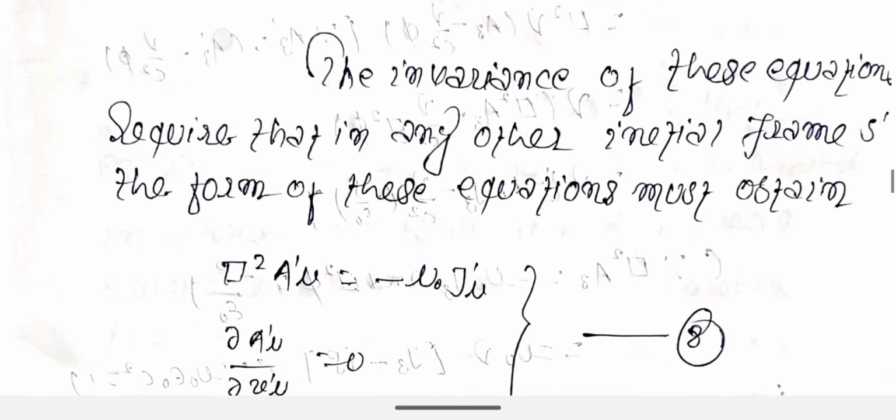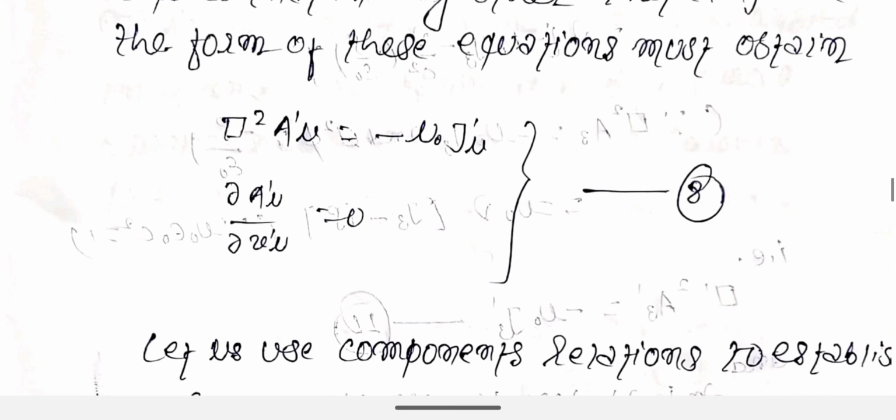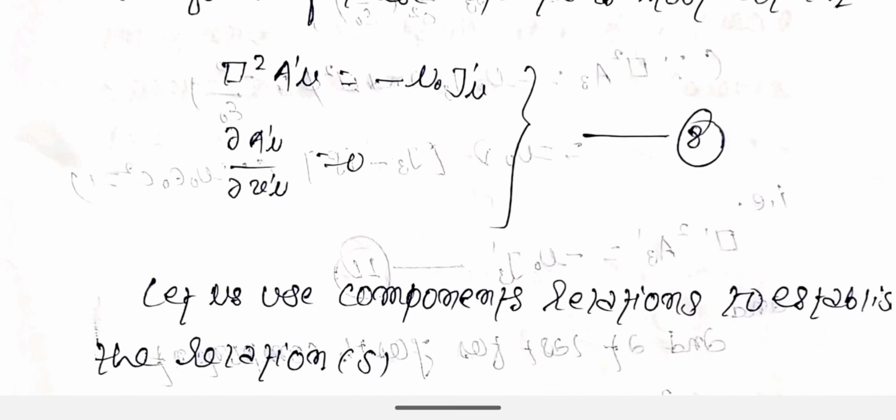The invariance of these equations requires that in another inertial frame, the primed frame, the form of this equation must be obtained: box squared A dash mu is equal to minus mu naught J dash mu, and del A dash mu by del x dash mu is equal to 0. This is equation 8, friends.